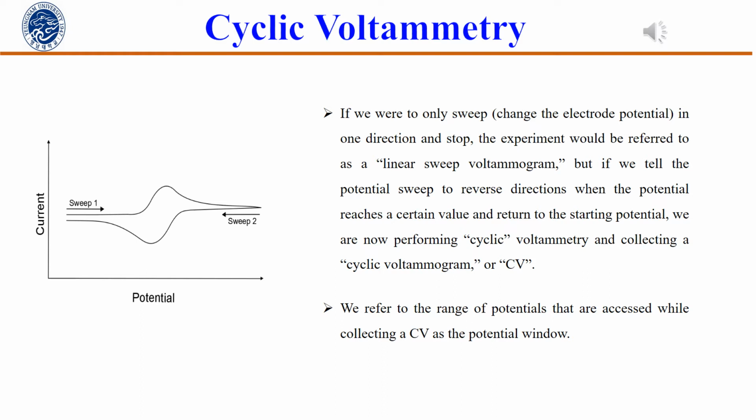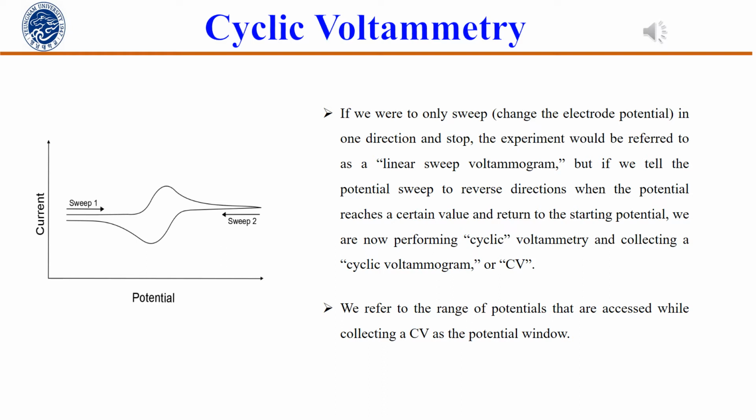That means if you give instruction to the potentiostat to change the electrode potential only in one direction in a specified potential window, then the corresponding graph can be called as LSV, linear sweep voltammogram, LSV simply.